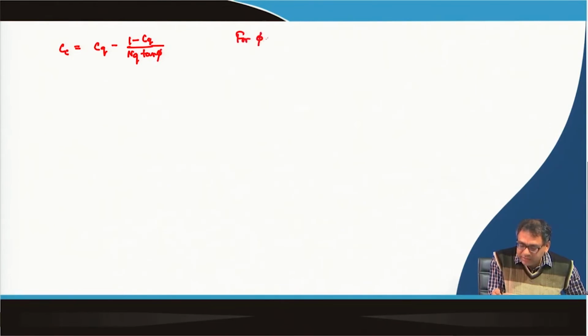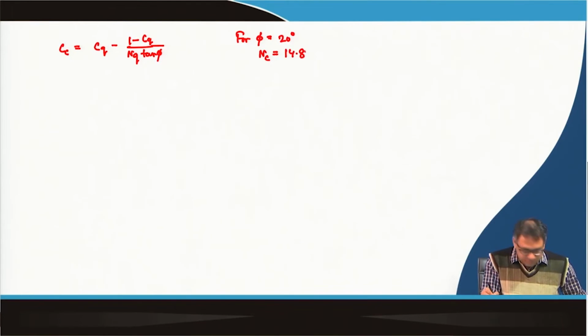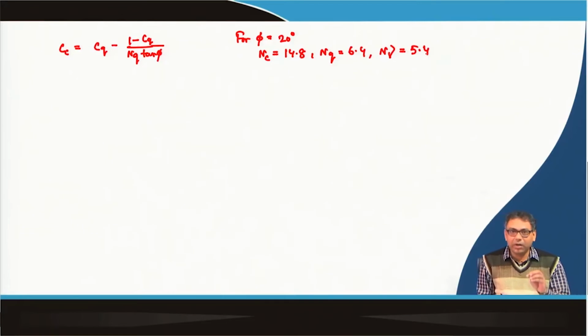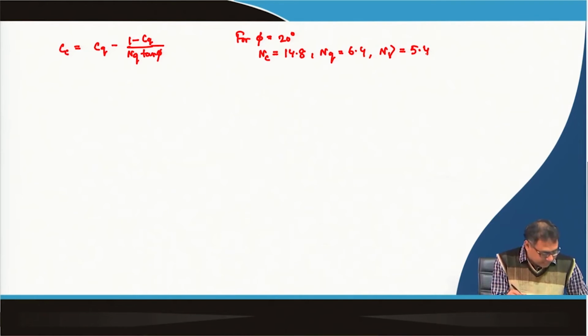Now, for phi equal to 20 degrees, my Nc is equal to 14.8, Nq is equal to 6.4 and N gamma is equal to 5.4. Okay, because here we have to consider the general shear values directly from that table, because the compressibility effect itself will take care of the local shear failure or intermediate failure. So, that correction will itself take care of that. So, that means this is the value.